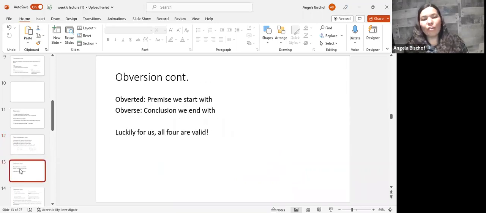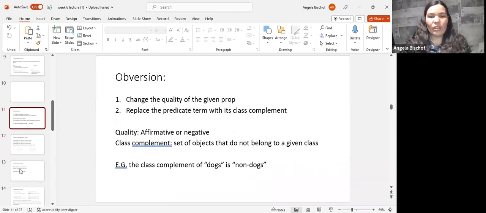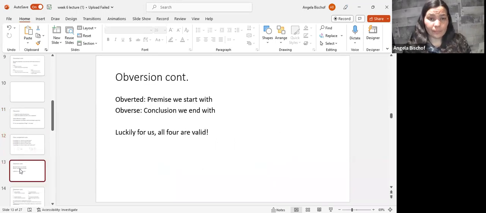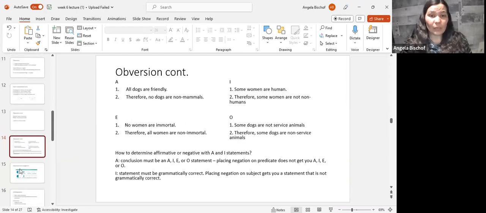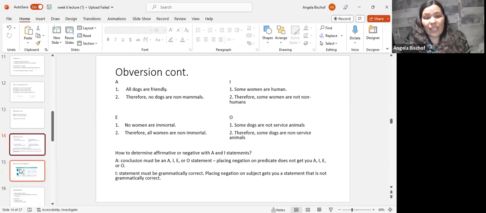Okay, so aversion, what are we doing again? We are changing the quality. If it's an affirmative, we're changing it into a negative, and then we're replacing the predicate term with its class complement. We call the premise averted, and the conclusion that we end up drawing is averse. And lucky for us, all 4 are valid. So this is easy. If I say, create an aversion argument and tell me whether it's valid or invalid, you already know it's going to be valid. It has to be. So let's look at some examples.